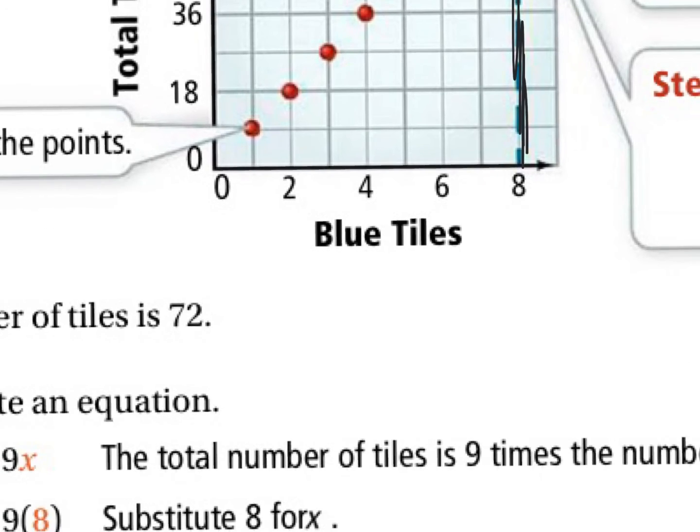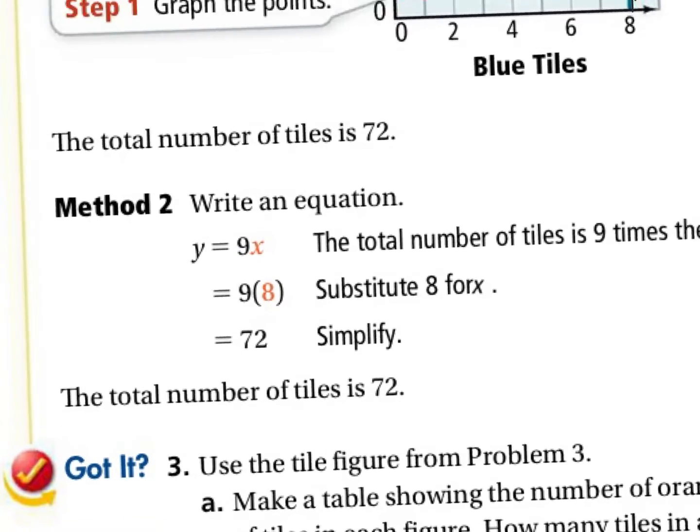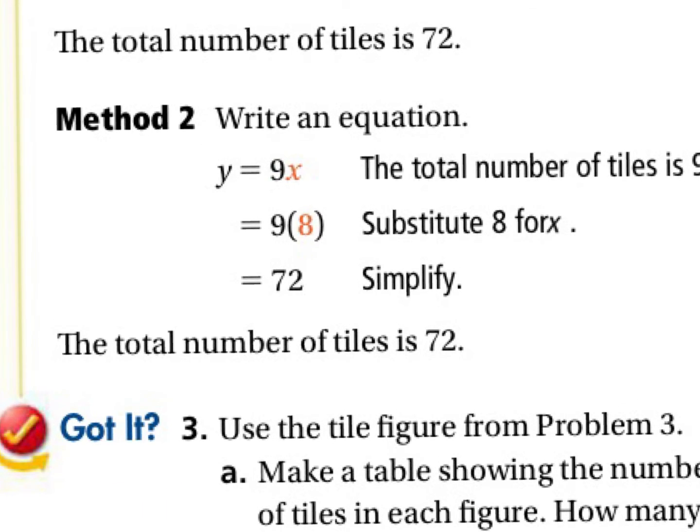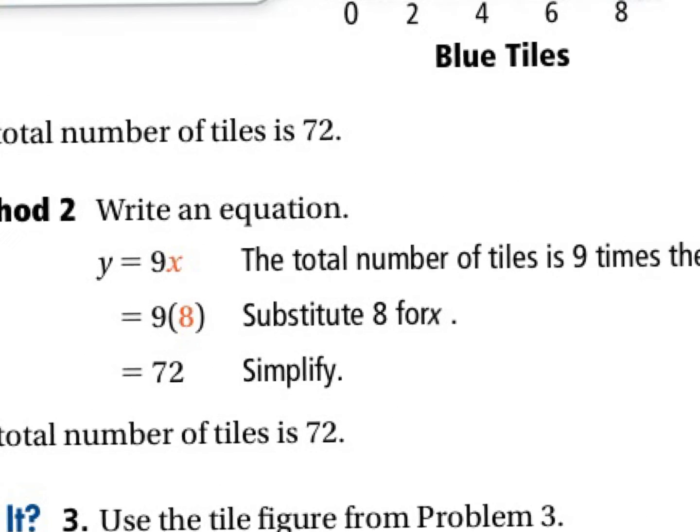Another way of doing this would be making an equation. If you'll notice that the total number of tiles is always 9 times more than the number of blue tiles. So y equals 9x. So we just do 9 times 8 would be 72.